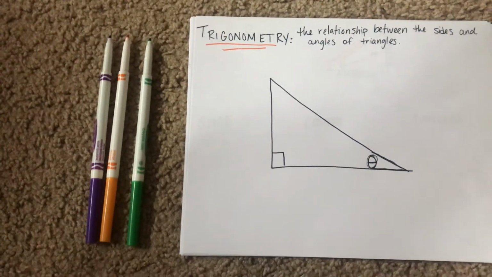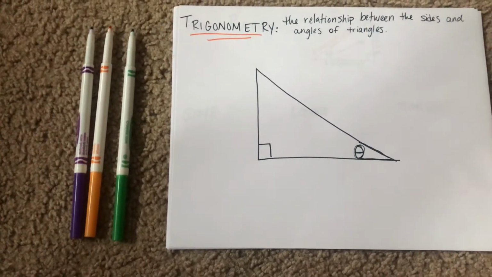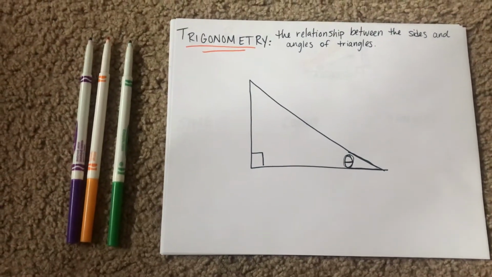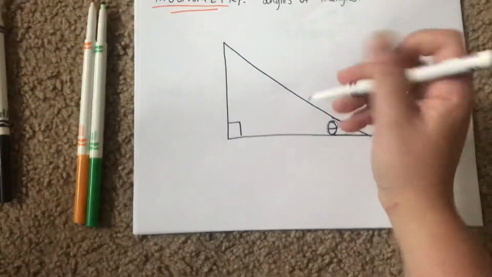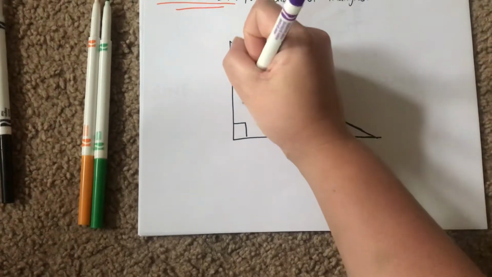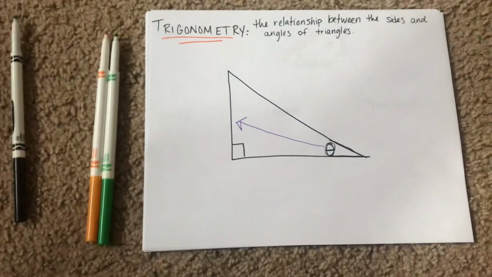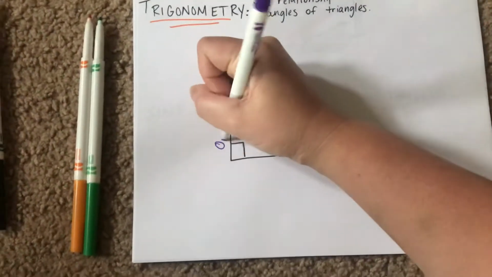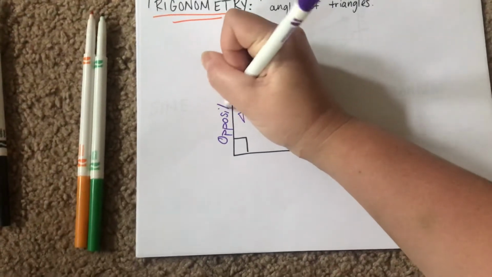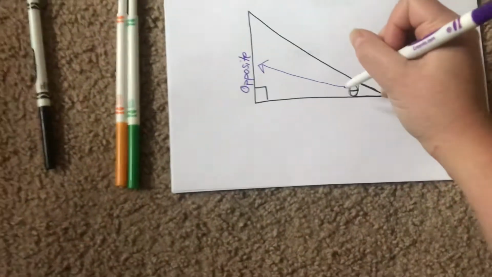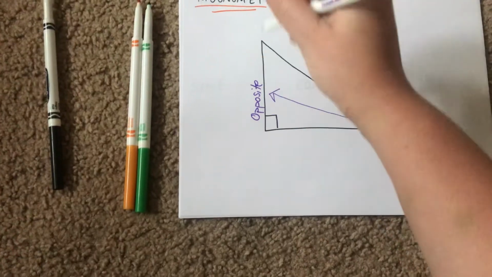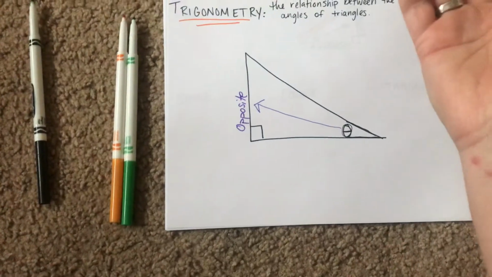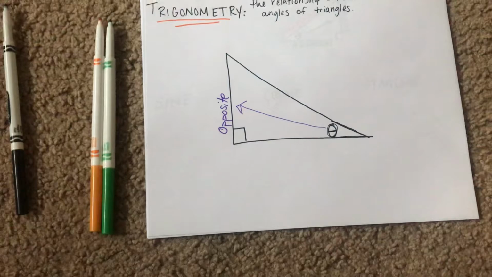All right, so now we want to talk about the sides in relation to theta. So we've talked about these before. If we look at what is the side that is across from our angle theta, we don't always say across, we say this is the opposite side. Whenever I can draw an arrow from our angle across to whatever side is across from it, it's our opposite side. So we're going to be talking about our opposite side a lot.